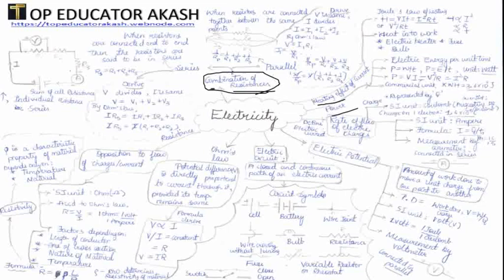So don't go there. Let us start the series and parallel combination. There are basically two combinations, series as well as parallel. Let us discuss the series combination first. So what is series combination? When the resistors are connected end to end, then the resistors are said to be in series combination.